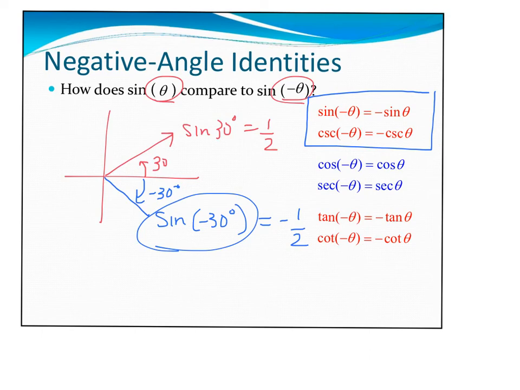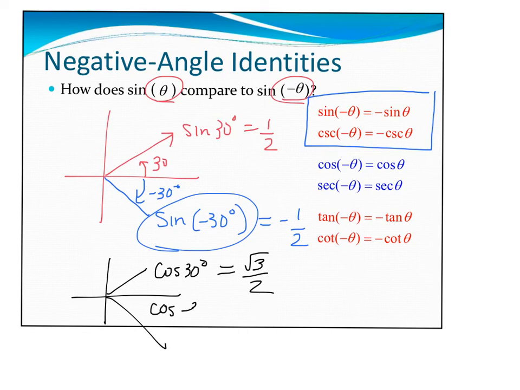Now, cosine, on the other hand, is different. If we were to look at our same problem and do cosine of 30 degrees, we know that cosine of 30 is equal to √3/2. Now, if I looked at cosine of negative 30 degrees, this is also equal to √3/2.